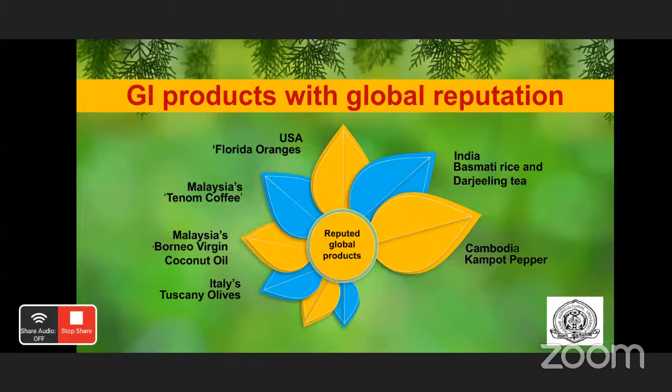Now there are certain GI tag products which have already earned global reputation. For example, in India, we can say basmati rice, then Darjeeling tea, then Florida orange from the USA, then Malaysia's coffee, then coconut oil from Malaysia, then Italy's olive oil, a very famous product. So there are numerous GI tag products in the world which have already earned global reputation.